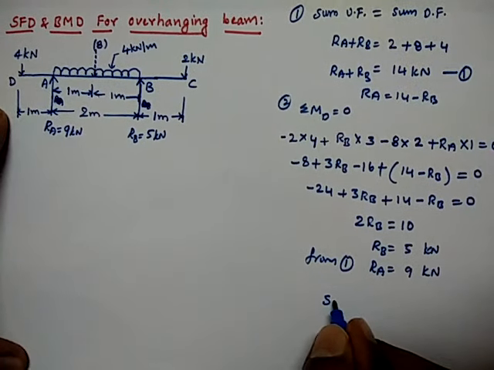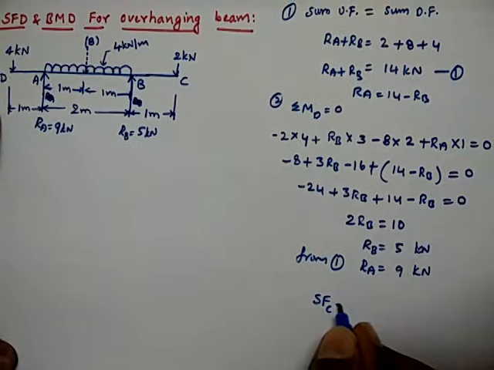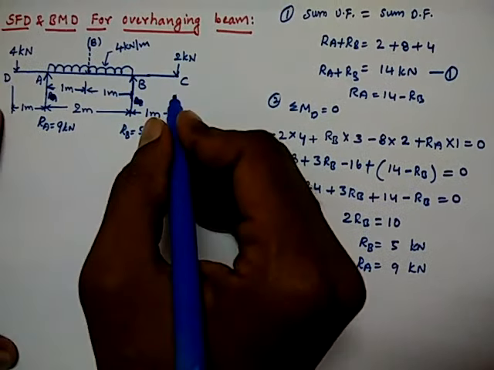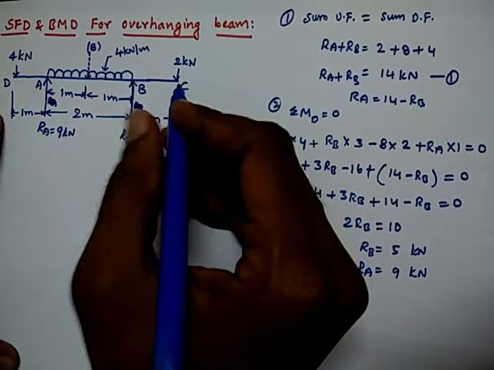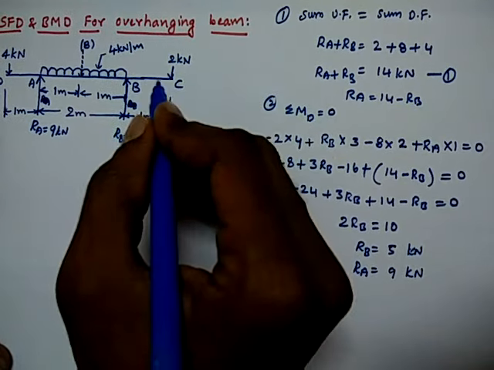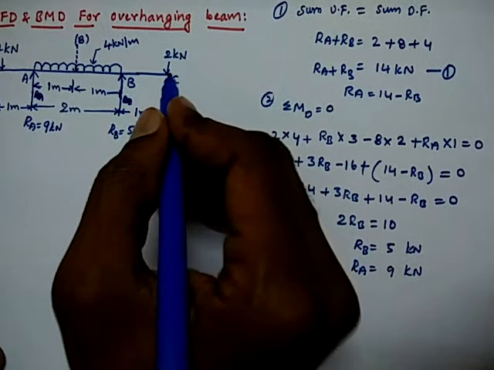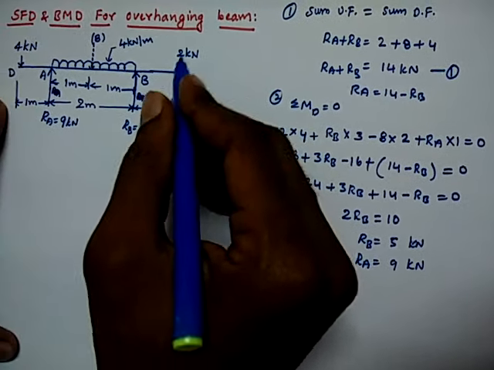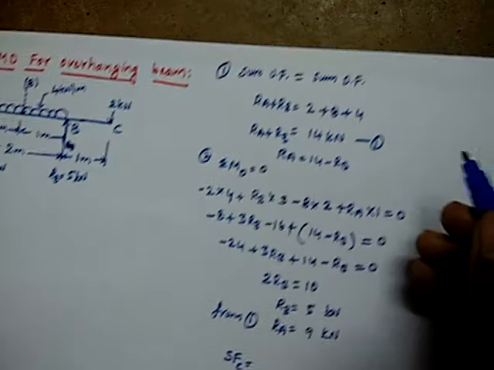So let us calculate shear force at C, and let's define the shear force. Shear force is defined as the sum of the forces to the right or left of a section or point. I'm moving from right to left, so I will take the sum of forces to the right. And the sign convention for shear force.